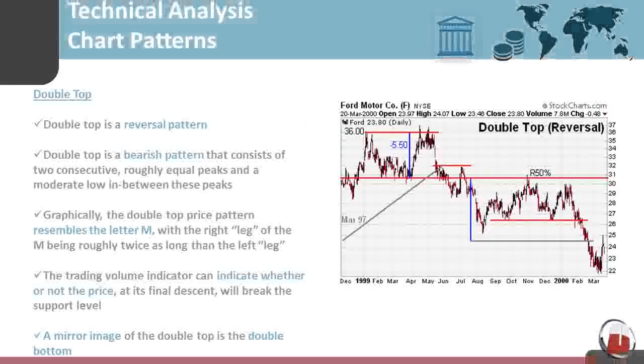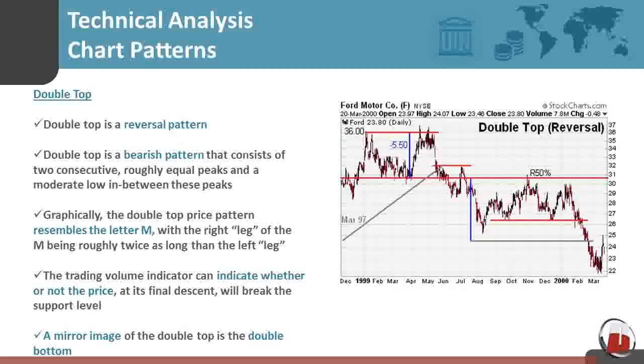Double top. Double top is a reversal pattern. Double top is a bearish pattern that consists of two consecutive, roughly equal peaks and a moderate low in between these peaks. Graphically, the double top pattern resembles the letter M, with the right leg of the M being roughly twice as long as the left leg.